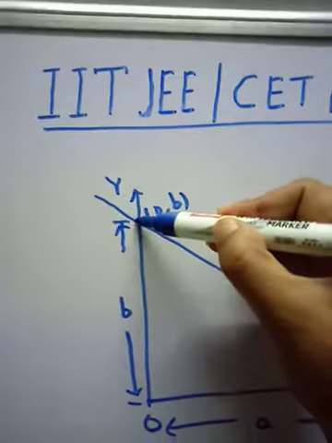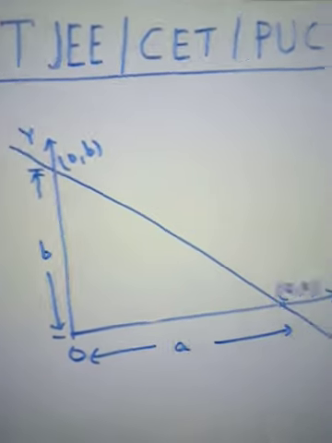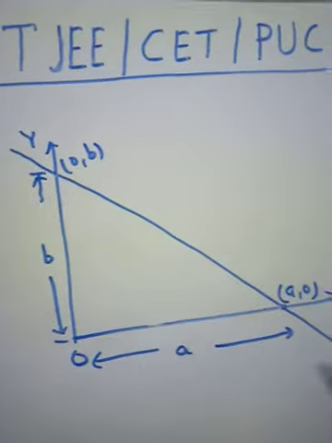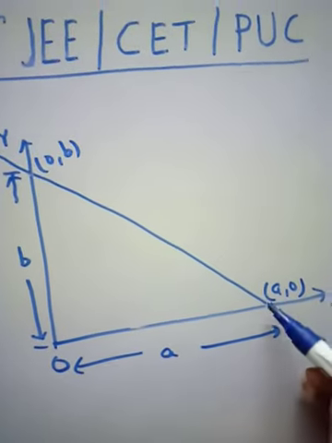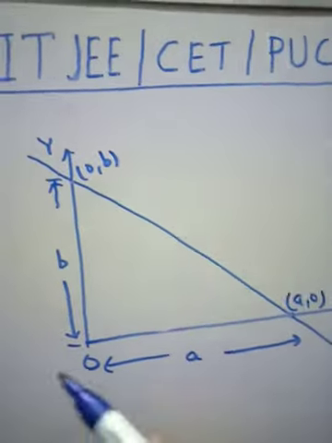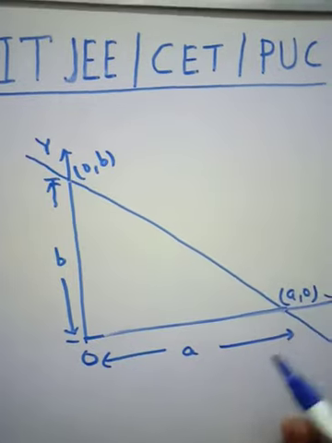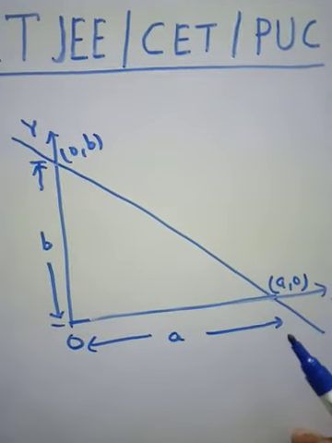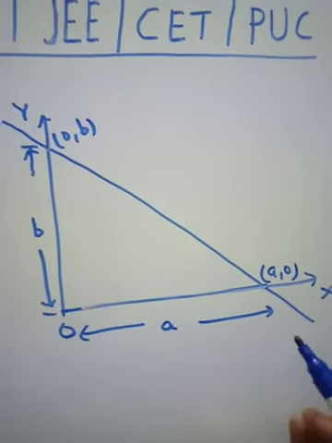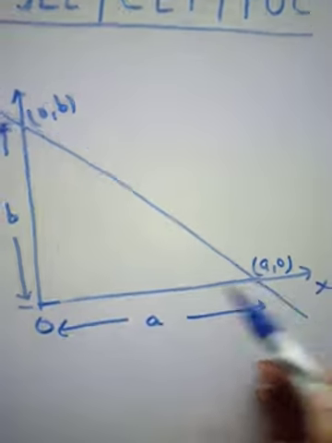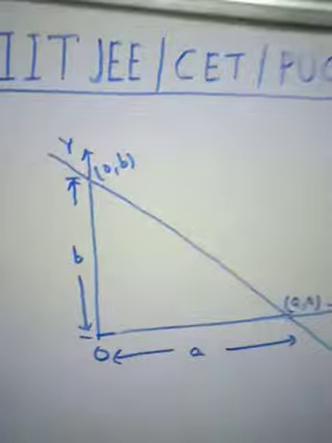Similarly, what is this distance from the origin? It is b. So the y-intercept is b. So what is the meaning of intercept? Intercept means a line which cuts the coordinate axes. Suppose it is cutting at A and B, so here a and b are intercepts. A line cuts the x-axis or y-axis at some point, and the distance of that point from the origin will be the intercept. Okay, so this is what intercept means.